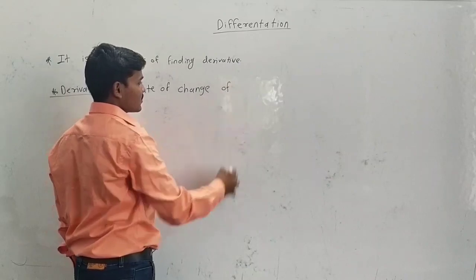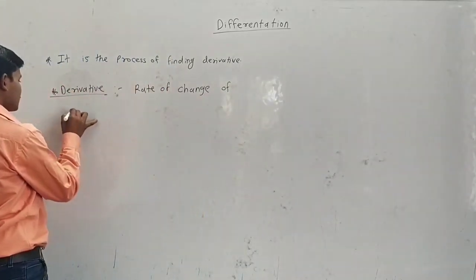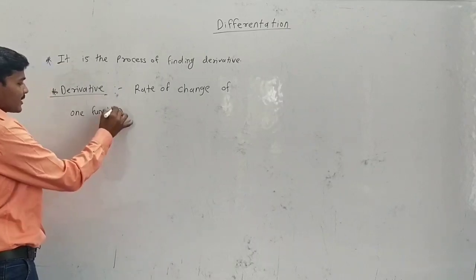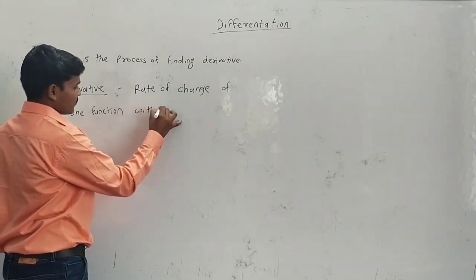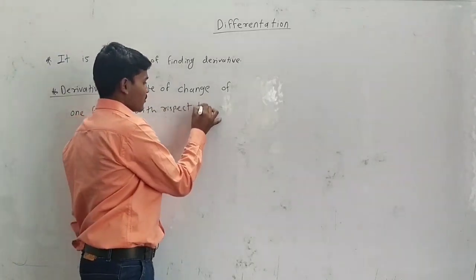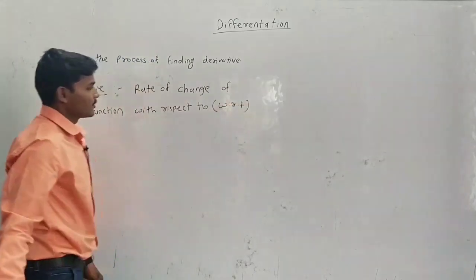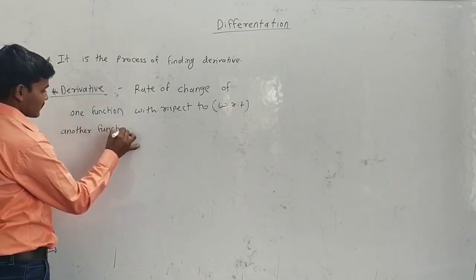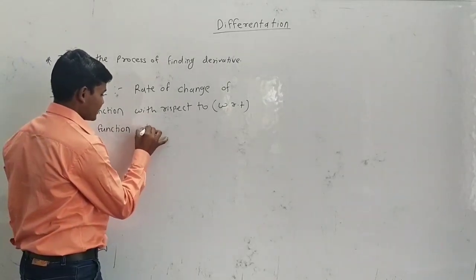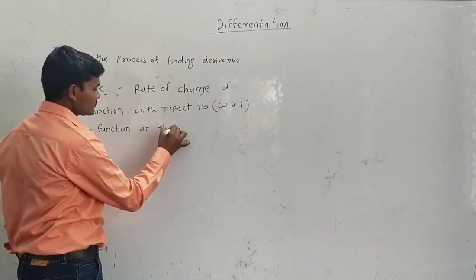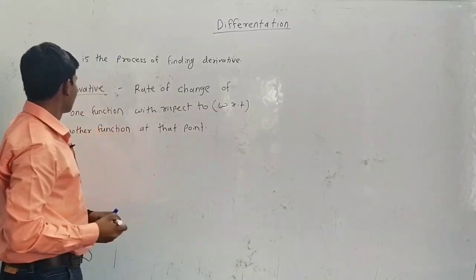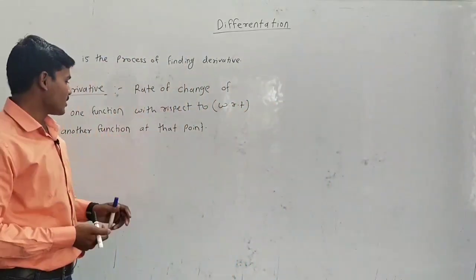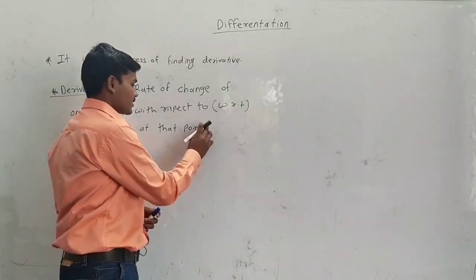of one quantity, one function with respect to another function, at that point or at the instant of a point. The derivative is the rate of change of one function with respect to another function at that point or at that instant.